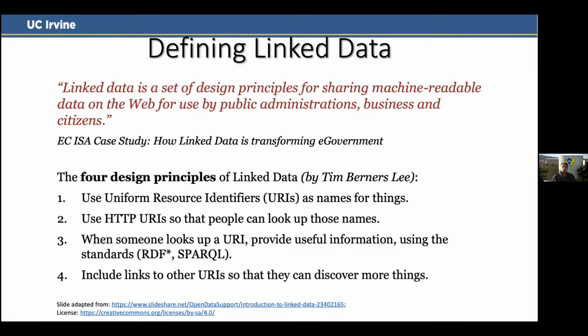Those are to use uniform resource identifiers as the names of things, have URIs so that people can look up those names and dereference and understand what you mean, use these semantic web style standards for describing linked data, that's RDF, and the query language, or one of the query languages, SPARQL, and include links to other URIs from your URIs so that we create more or less a web of linked information. And so that's kind of the overarching goal.